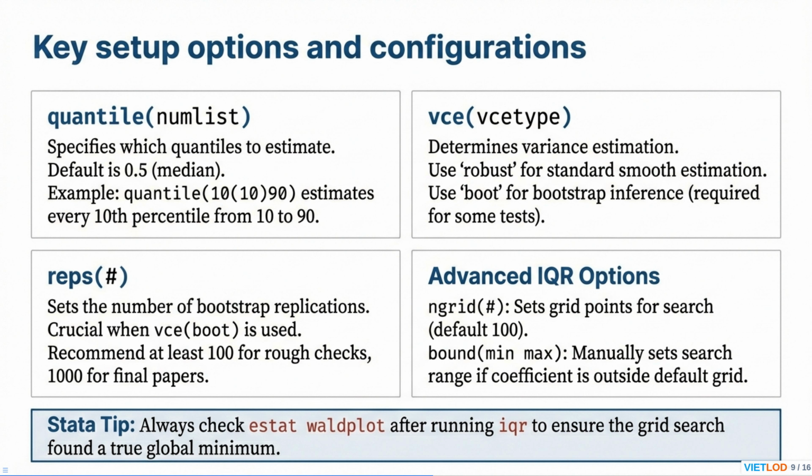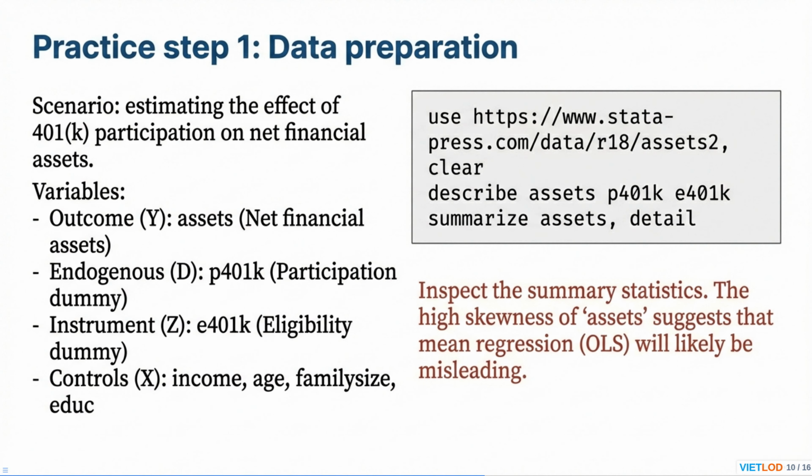for certain post-estimation tests. If you use bootstrapping, the reps option is crucial. I recommend at least 100 replications for preliminary checks, but you should use 1,000 for any final results intended for publication. For advanced users of the IQR estimator, you can adjust the search grid density with ngrid or manually set a search range with bound if the coefficients fall outside the default areas.